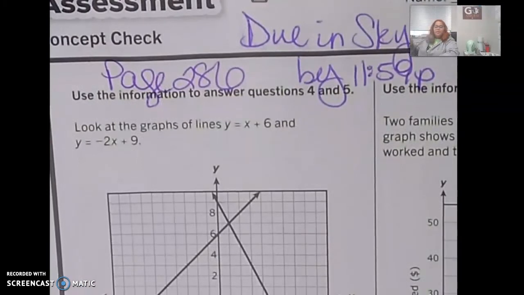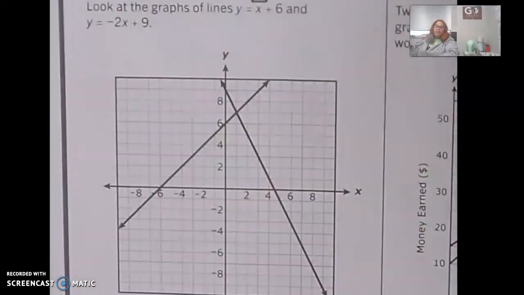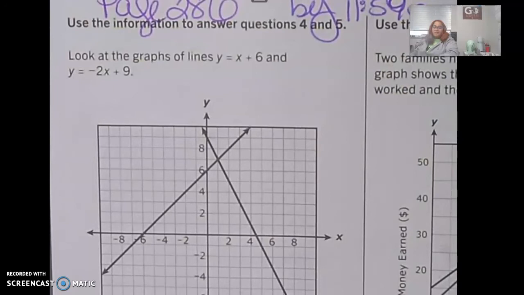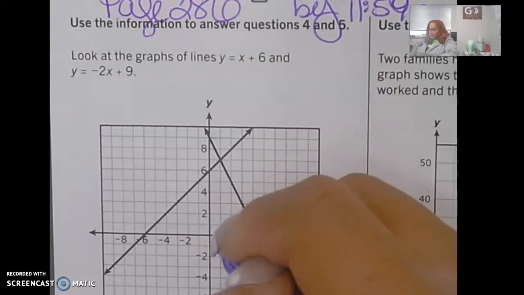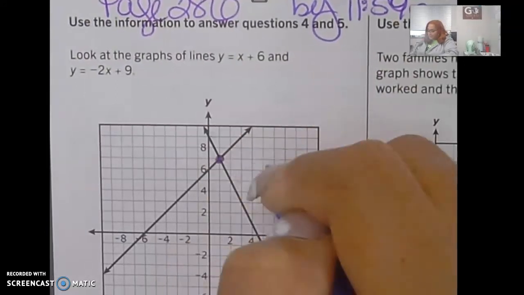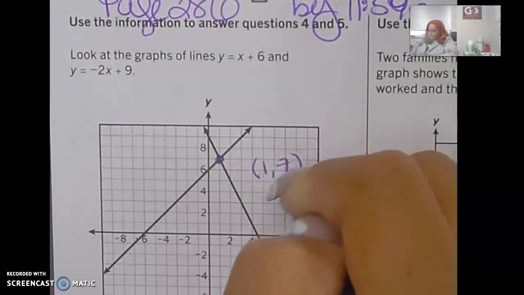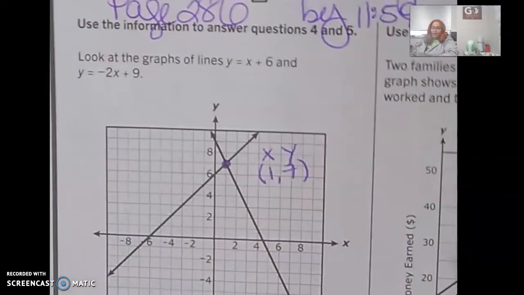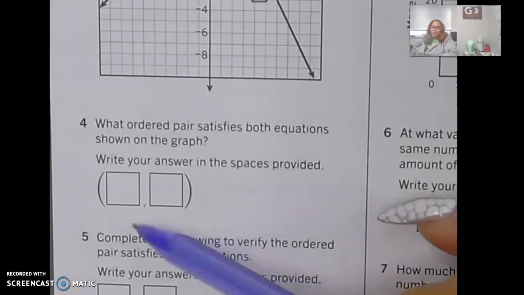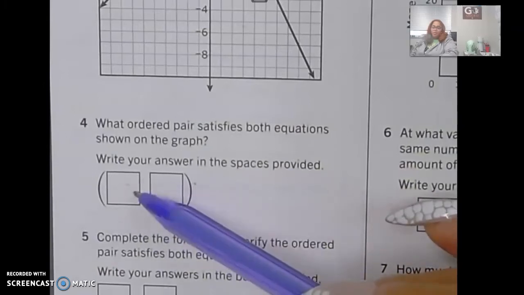It says use information to answer questions 4 and 5. Look at the graphs of lines y equals x plus 6 and y equals -2x plus 9. So you run 1 and you jump 7. This is your x, this is your y. So you will plug them in appropriately for your number 4.